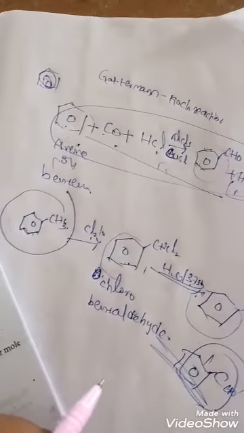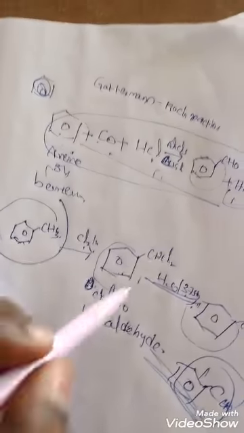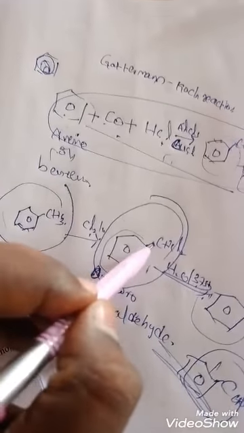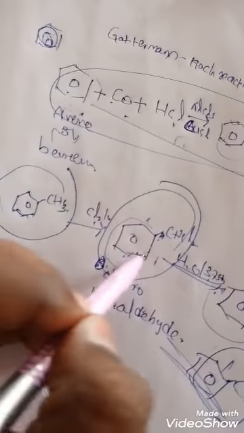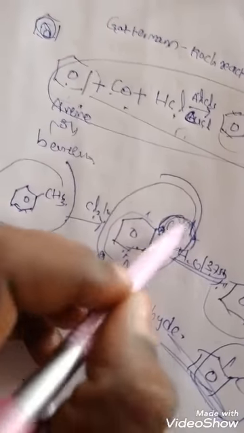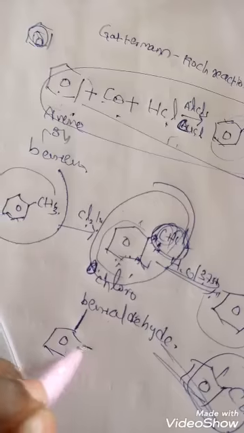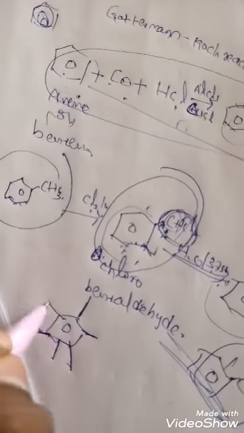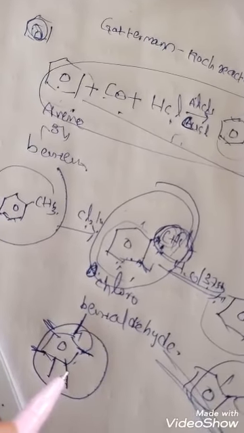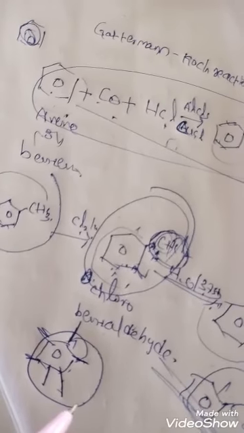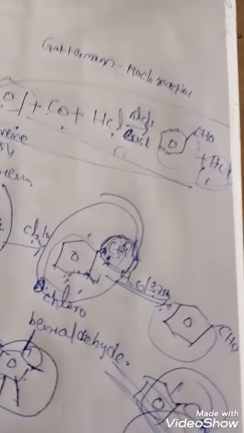Students, side chain chlorination of methyl benzene means chlorination of the methyl group. Here are the ortho, meta, para positions. This is also called the side chain. Why? Because this is the main chain and this is the side chain. So side chain chlorination of methyl benzene forms benzyl chloride, which on hydrolysis gives aromatic aldehyde. This is a conversion.